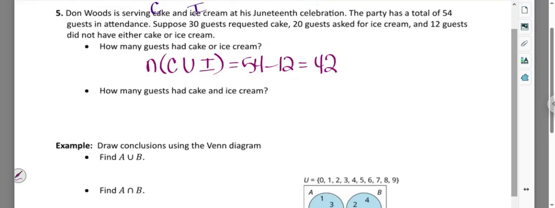We know in that 42 people, some of them had both. The next question wants to know how many had both. So let's go back to the formula for that.